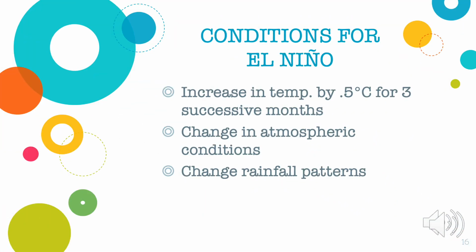In order for El Niño to occur, the temperature in the equatorial Pacific Ocean must increase by 0.5 degrees Celsius for 3 successive months, and it must be accompanied by a change in atmospheric conditions and rainfall patterns.